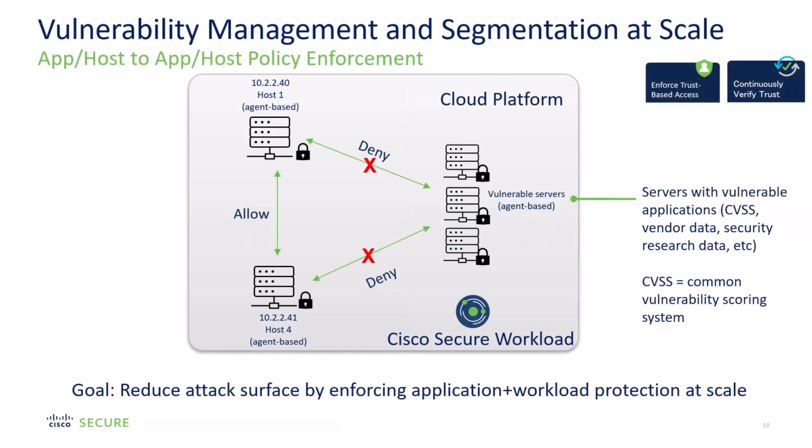In this diagram, you can see Cisco Secure Workload protecting a bunch of servers across a multi-cloud data center. What's unique here is that we're going to leverage vulnerability information being reported by the agent about those servers and the applications, then prioritize them and figure out where we want to apply the right policy. The whole point is that we want to deny access or reduce the attack surface by enforcing application and workload protection at scale based on vulnerabilities being reported here.